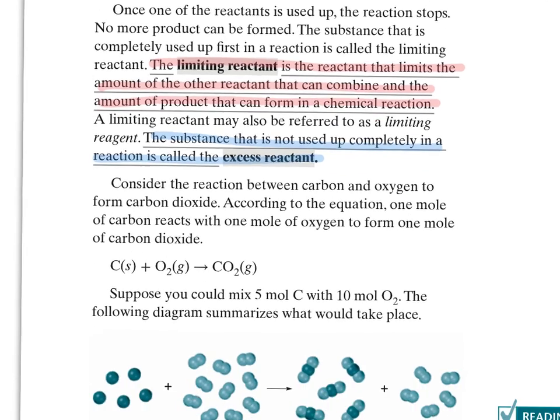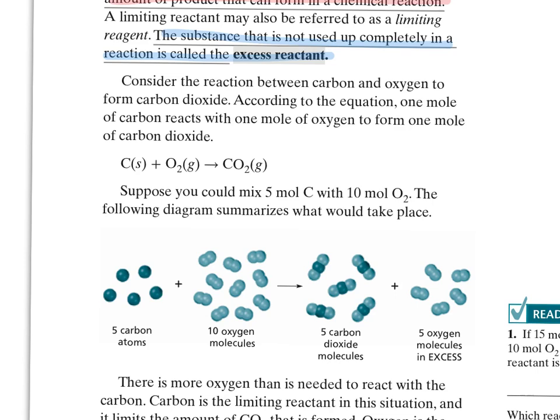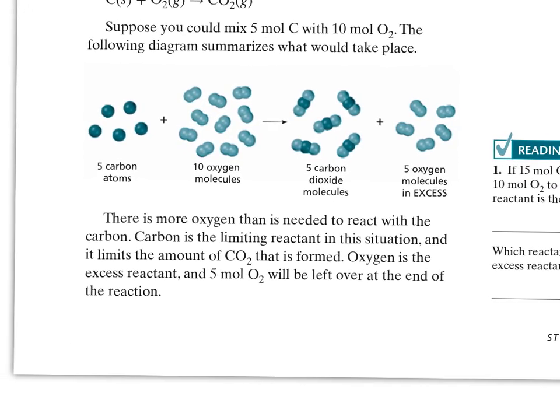So here's my beginning example. Consider the reaction between carbon and oxygen to form carbon dioxide. According to the equation, 1 mole of carbon reacts with 1 mole of oxygen to form 1 mole of carbon dioxide. It says here, suppose that you mix 5 moles of carbon with 10 moles of oxygen. And we can look at this diagram to see if I actually have all of those things to come together.